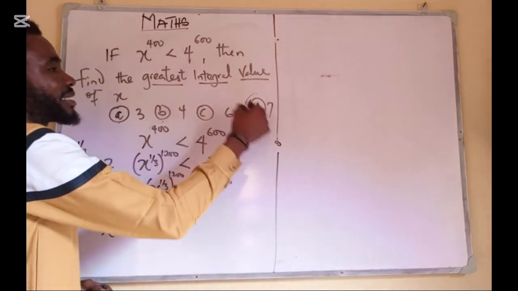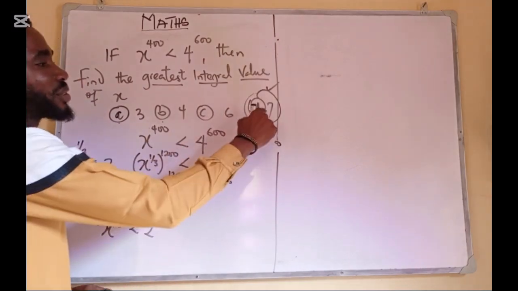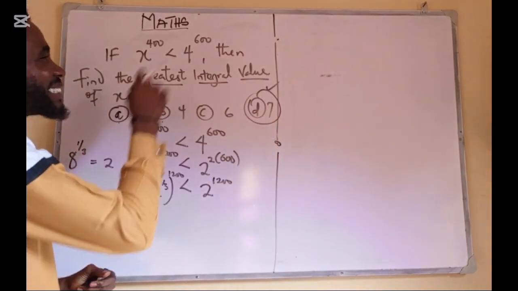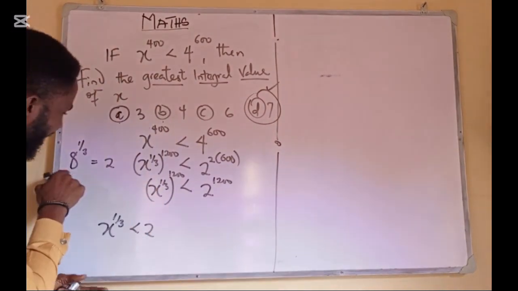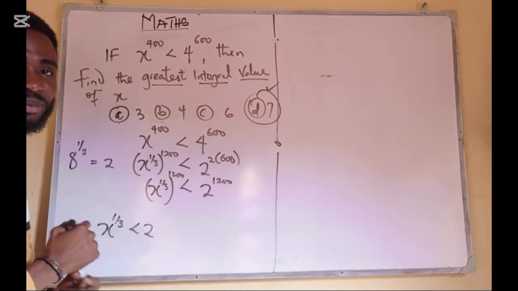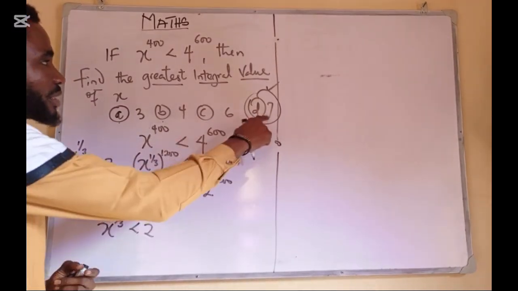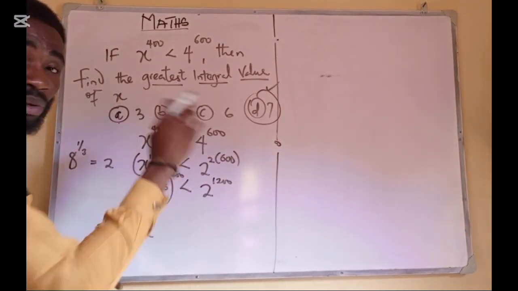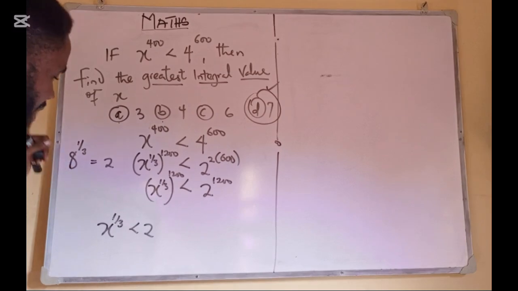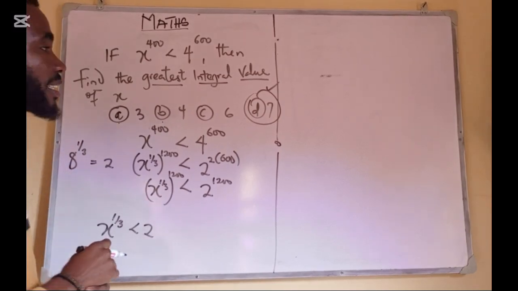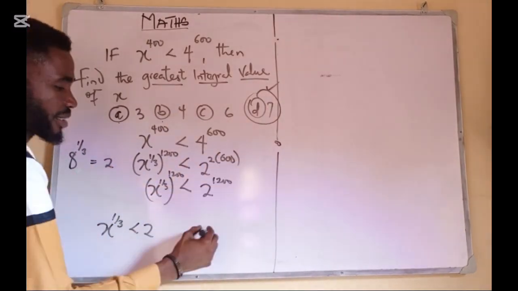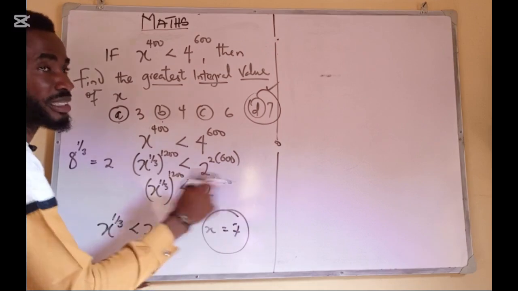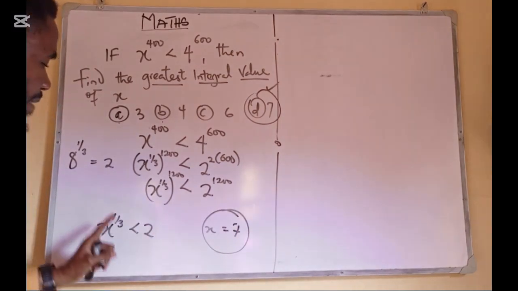Automatically, it should be 7. 7 should be the answer, because that is the greatest integral value close to 8 that should satisfy this equation. Exactly. 7 is the greatest integral value that is very close to satisfying this question. So the answer is what? x here should be equal to 7. So we are going for 7 as the answer. Yes, the answer is 7.